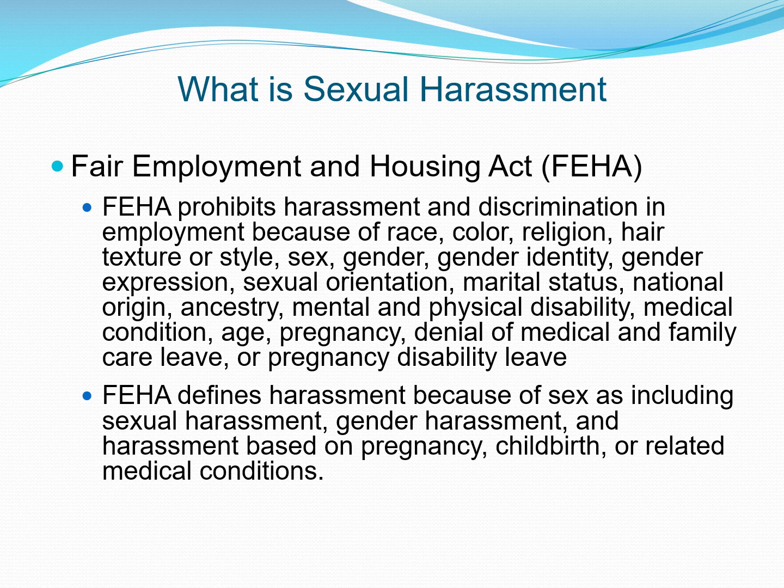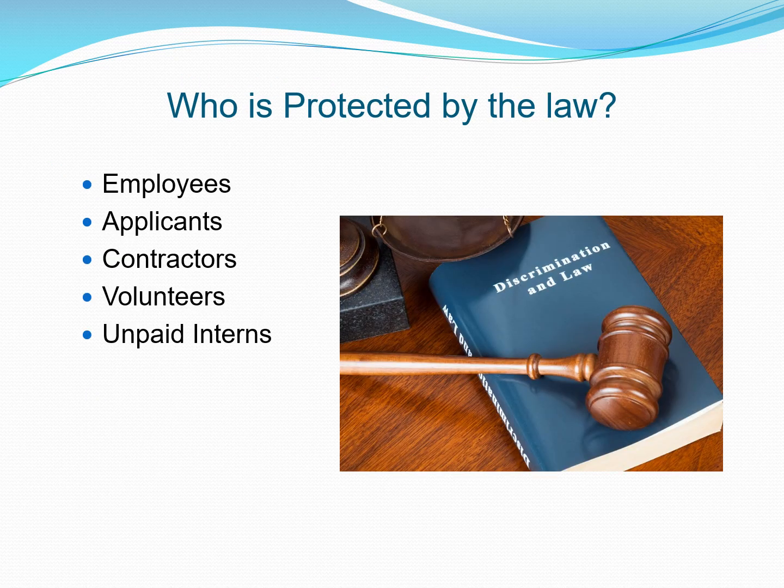Under the Fair Employment and Housing Act, also known as FEHA, harassment and discrimination in employment are prohibited because of race, color, religion, hair texture or style, sex, gender, gender identity, gender expression, sexual orientation, marital status, national origin, ancestry, mental and physical disability, medical condition, age, pregnancy, denial of medical and family care leave, or pregnancy disability. FEHA defines harassment because of sex as including sexual harassment, gender harassment, and harassment based on pregnancy, childbirth, or related medical conditions.